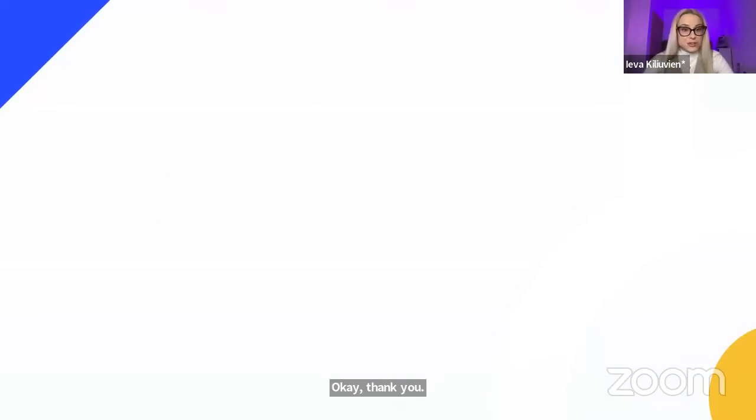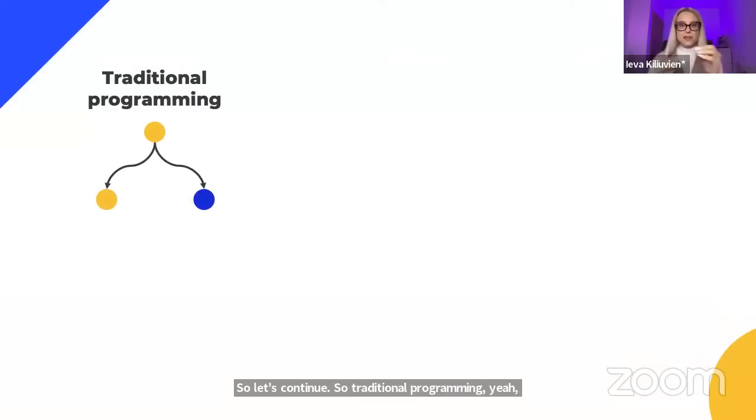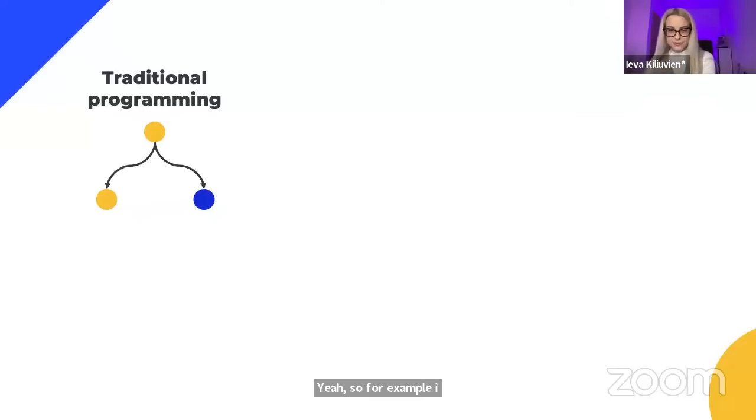So let's continue. So traditional programming, yeah? Let's come back to our topic. It means that a programmer writes an algorithm that defines rules for how a computer should perform a task. So, for example, I tell the computer if the user enters the number 5, output should be the word 5. If they enter the number 7, output should be the word 7, and so on and so on. So all steps must be clearly described in the code.